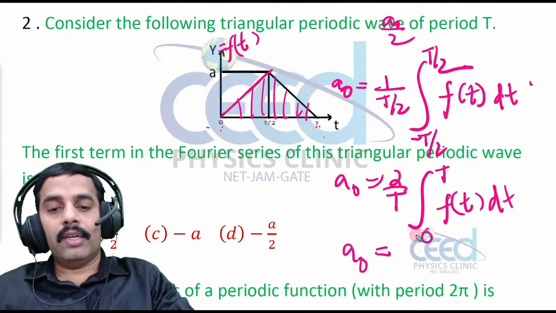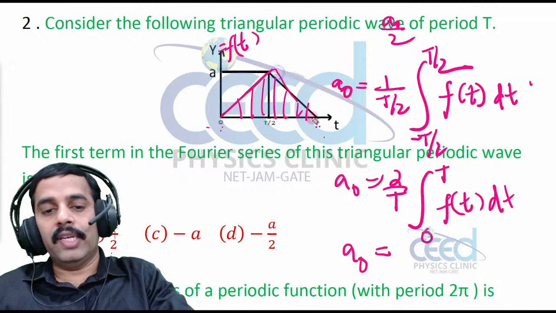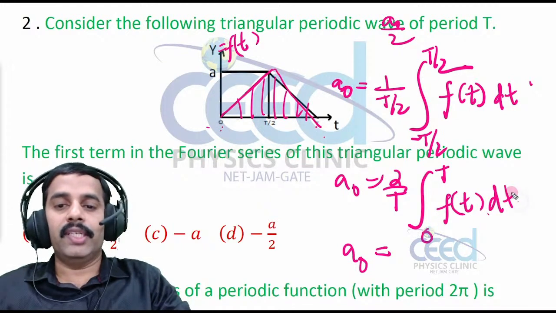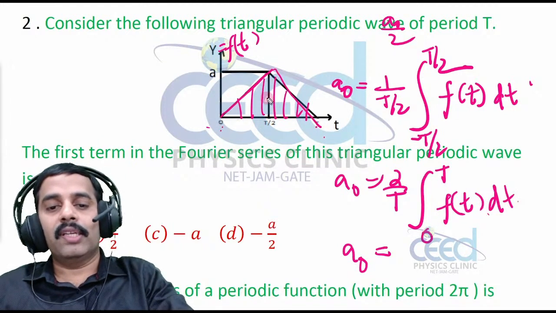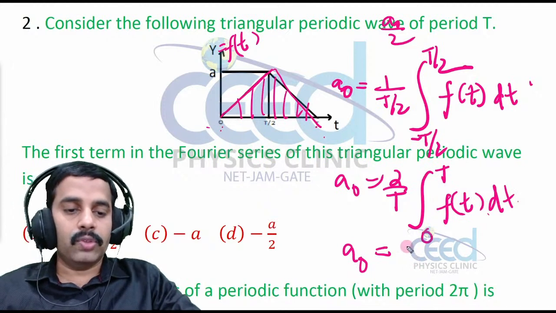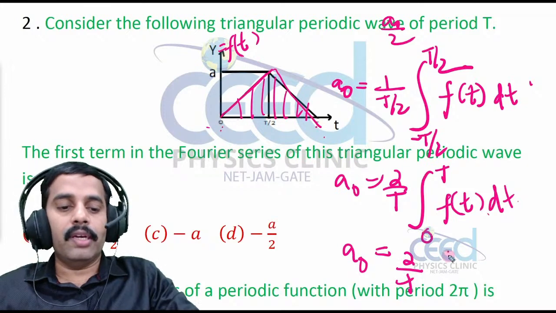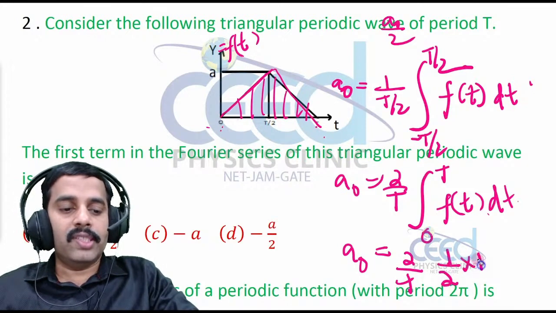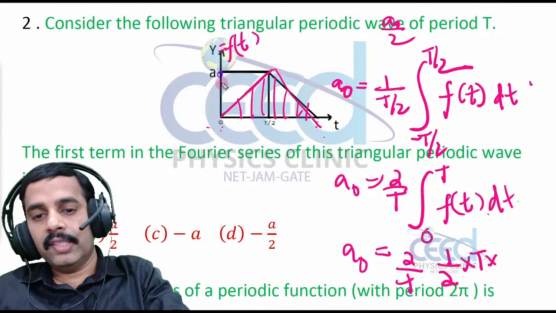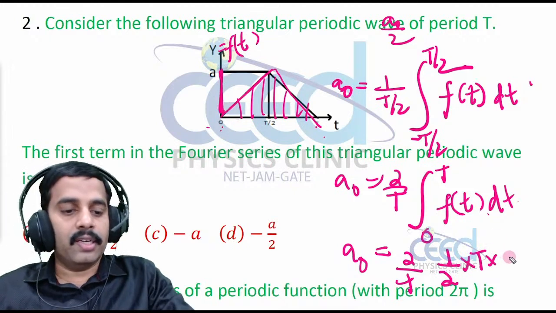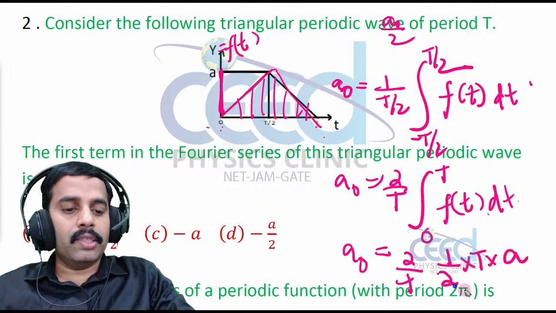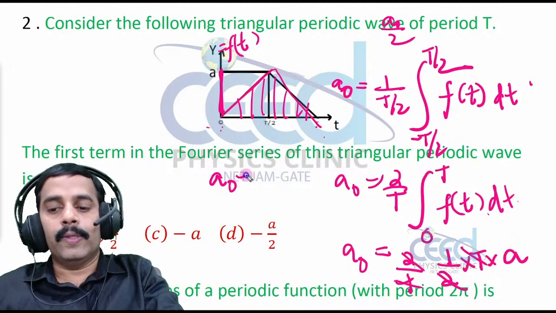So we can use the shortcut technique. Any function's integral of f of t dt represents the area of the graph, right? So 2 by t into, what is the area? This is a triangle with area half into base, which is t, and height, which is given in the question, that is a. So the 2 cancels, t cancels, so a0 is equal to a, right?